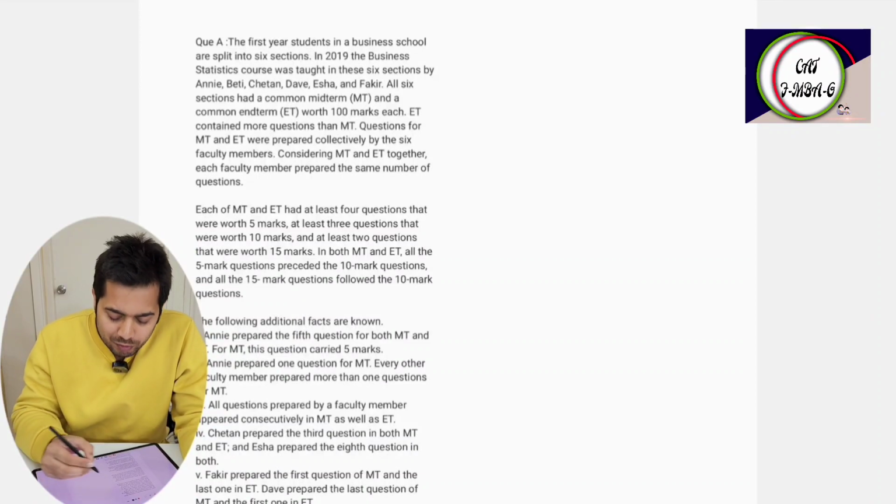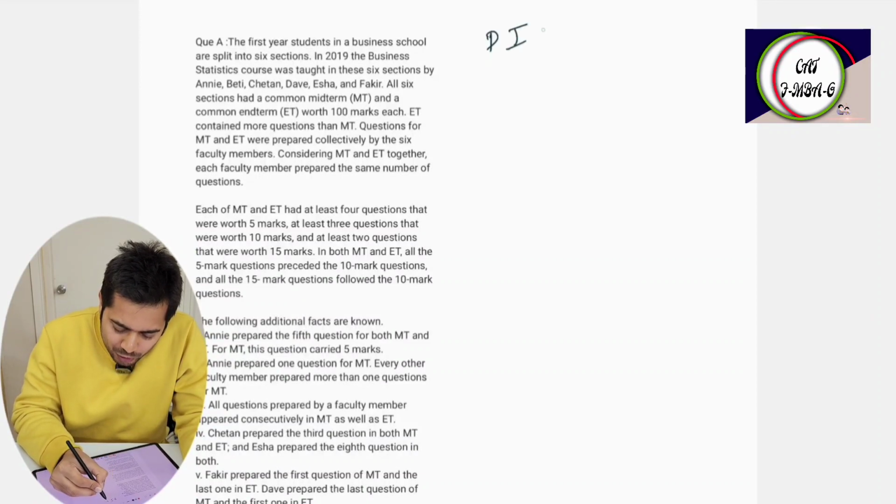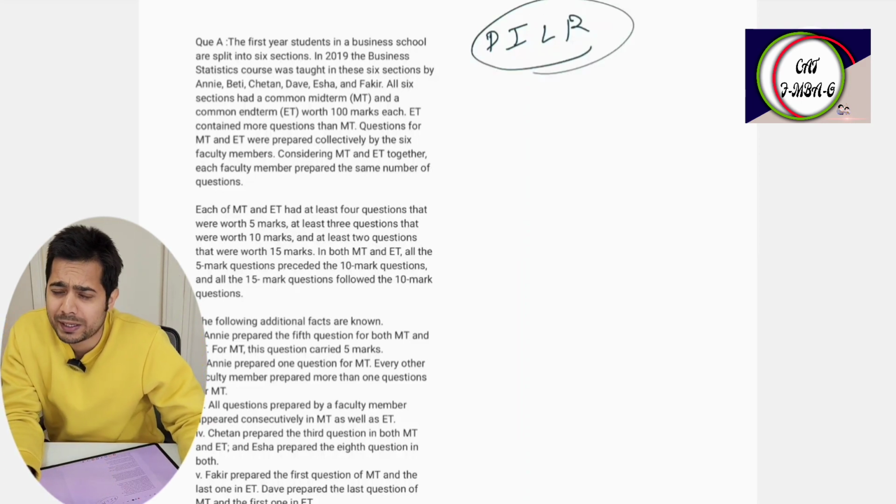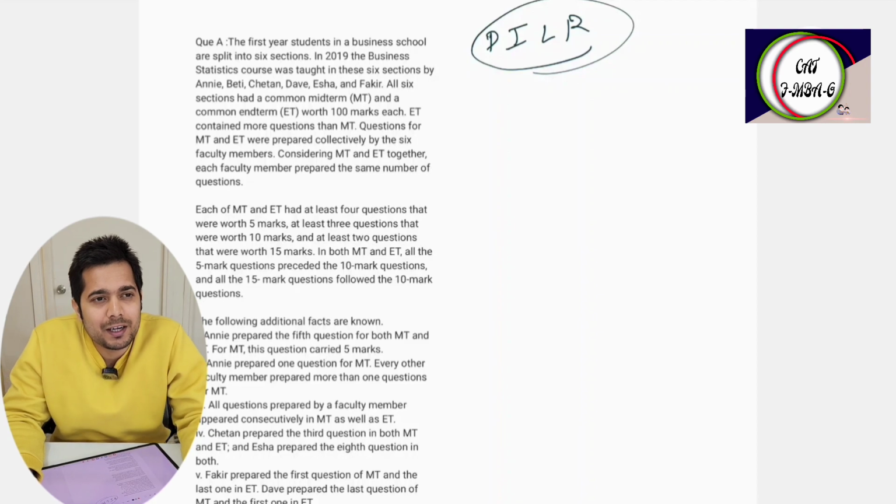So today we are going to solve data interpretation and logical reasoning sets. Generally in CAT around 4 to 5 sets are there, and if you are able to solve even one set correctly, then in this section you can score above 90 percentile. So this is a very important set, and if you are able to solve two sets correctly out of 4, then you can get around 98-99 percentile in this particular section.